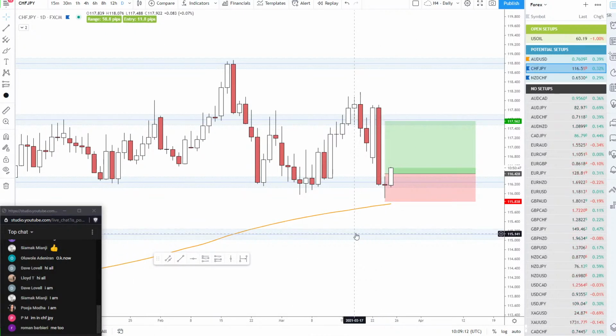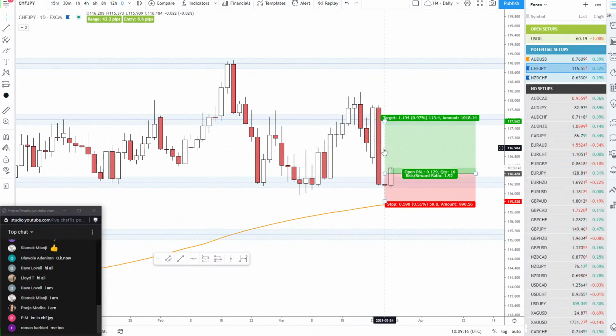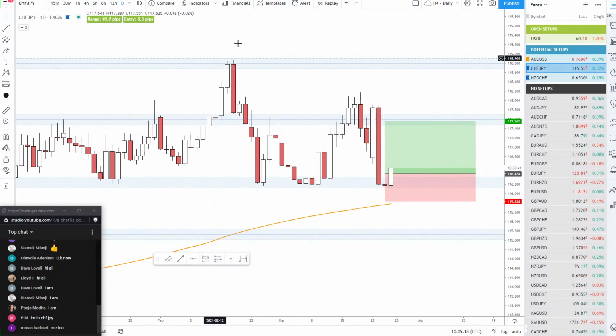Now, yeah, if you're in this trade, just leave it open. I'm not in this one. Like I said yesterday, I wasn't too interested in trading this one. I just feel it's too messy. It's a bit too risky for my personal tastes.